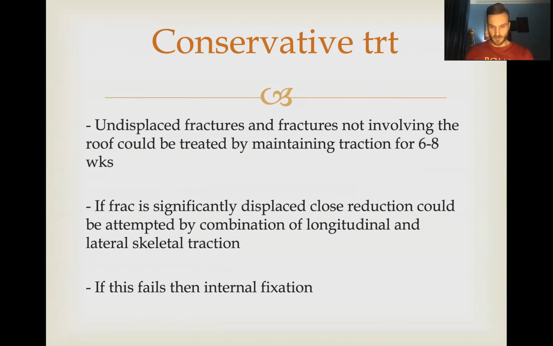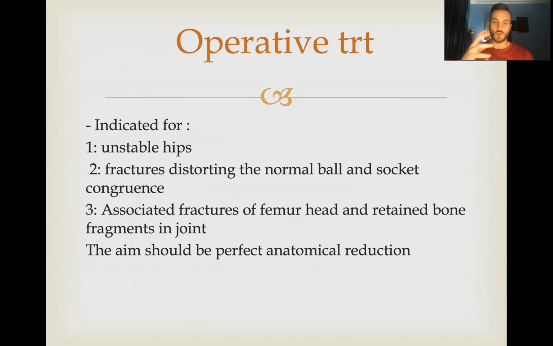Conservative treatment: if the fracture is undisplaced, you put him on traction for 6 to 8 weeks. So the patient is bedridden, you need more anticoagulants, and there are more problems: chest problems, PE, DVT, infections, bed sores, and so on. Keep this in mind. That's why we go for internal fixation, because we need to ambulate our patient fast.